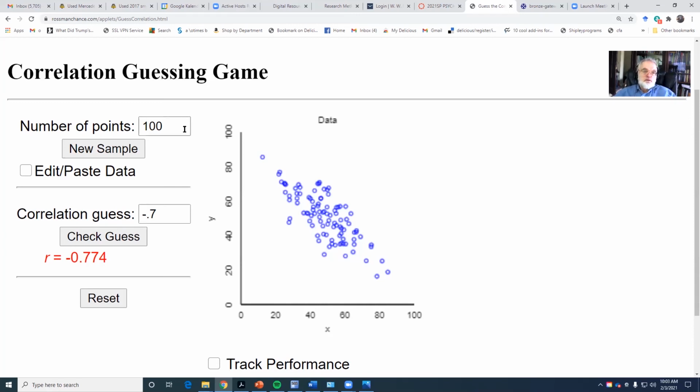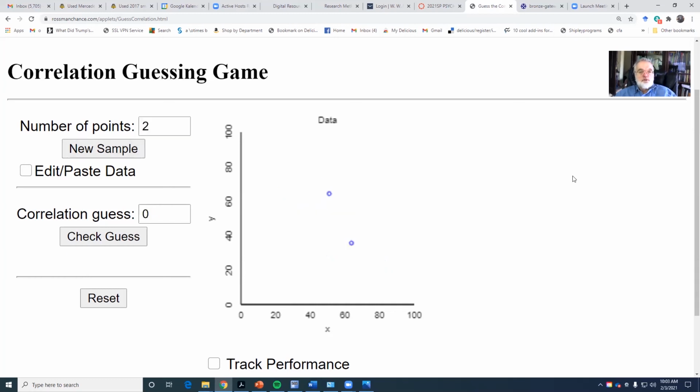Let's take a look at a really small sample size, 2, and generate a number. Well, I've got two data points here. Well, what's the correlation here? Well, the more you go up on the X variable, the more you go down on the other one, and it's perfect. So, my guess here is that it's -1.